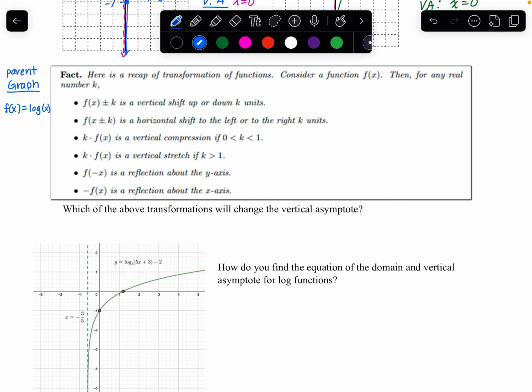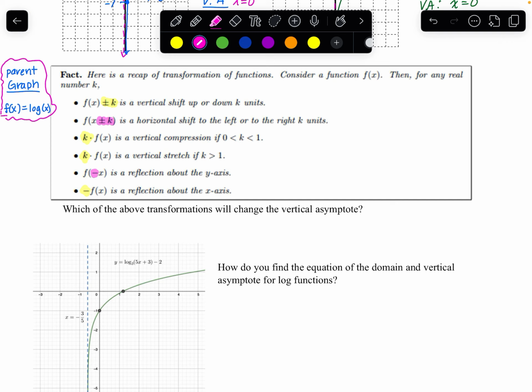Let's talk about transformations now. For this discussion, we will utilize this example as our parent graph. And what we did when we talked about transformations is we distinguished between outside the parentheses, like these values you see here, and inside the parentheses, like you see these two here.